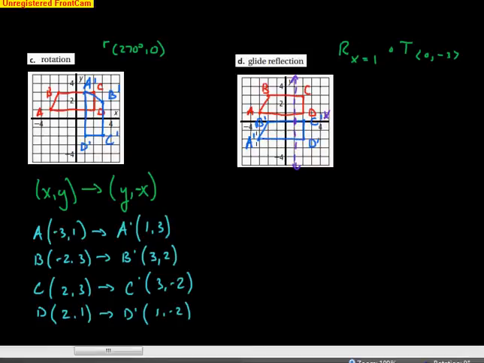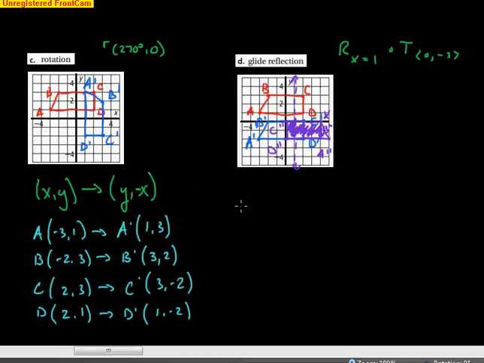A prime is 1, 2, 3, 4 to the left, so go 1, 2, 3, 4 to the right. B prime is 1, 2, 3 to the left, so go 1, 2, 3 to the right. There's B double prime. C prime is 1 to the right, so go 1 to the left. And D prime is 1 to the right, so go 1 to the left. And if I connect those 4 dots, there is my image after a glide reflection.